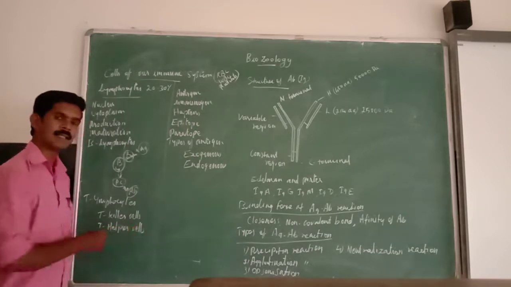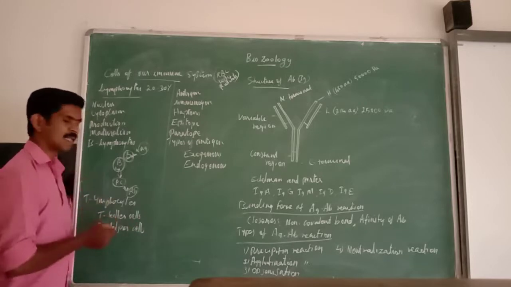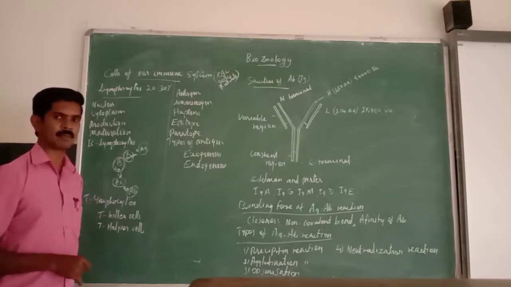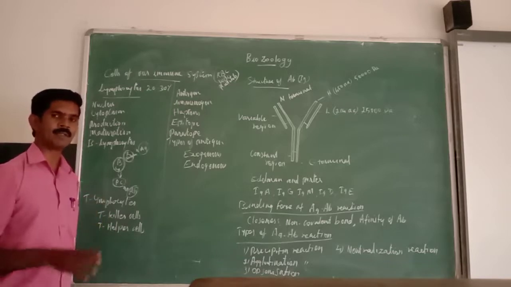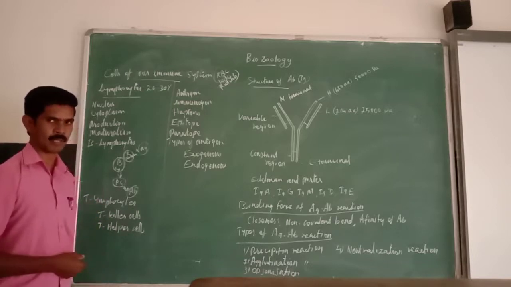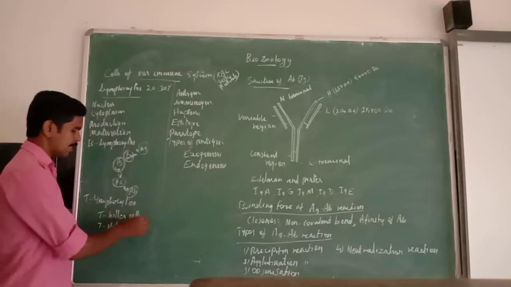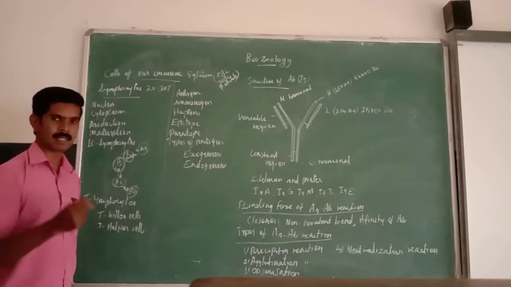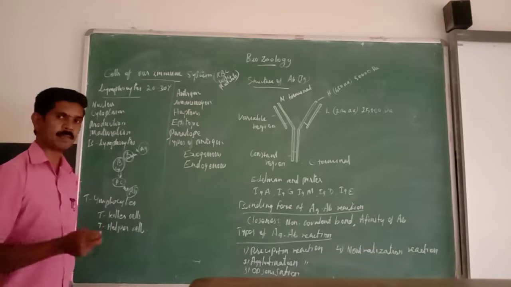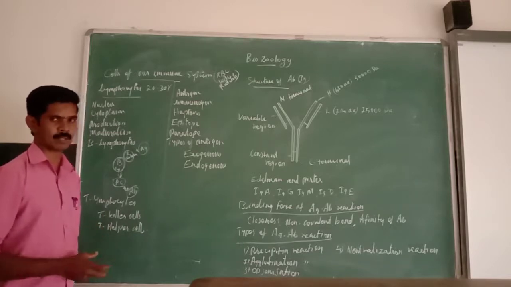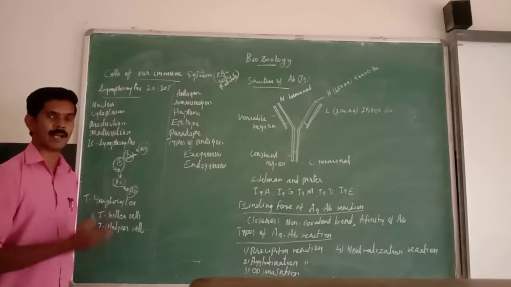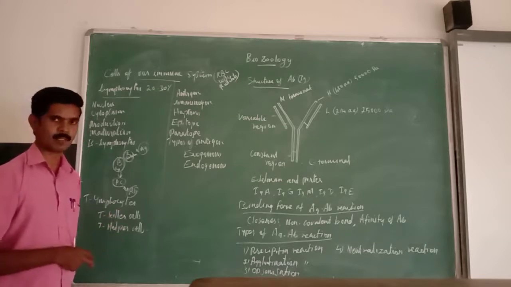Here, this T killer cell is killing all the damaged or infected cells present in our body, destroying all the damaged or infected cells of our body. Then this T helper cell is releasing a chemical-like substance called cytokines. So these cytokines help the B cell to activate.